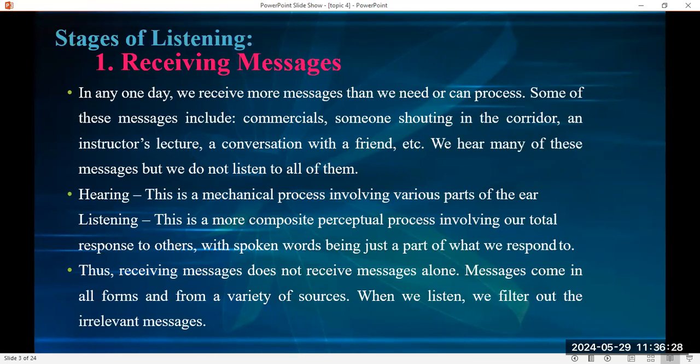For example, you can hear a building collapse. That does not mean you are listening to that building collapsing. You can hear someone shouting. It doesn't mean that you are paying attention to the shout. So when you talk about hearing and listening, they are different. Listening is when you pay attention. You internalize the message. Some of us here in this particular class, you are listening to me. You are paying attention. What is happening?